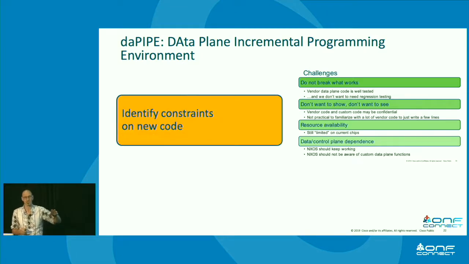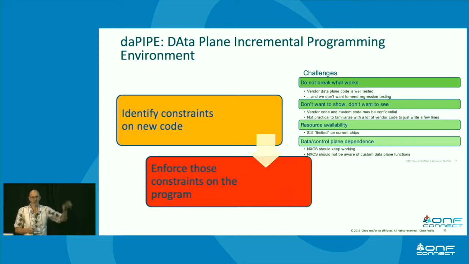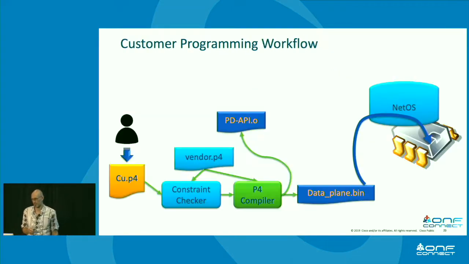And the way it addresses these challenges is that we have identified some constraints that we have to enforce on the new code that the customer writes. And the idea is that the environment is going to enforce those constraints. And if those constraints are enforced, we can be sure that the existing features are not going to be broken. The operating system will keep working.